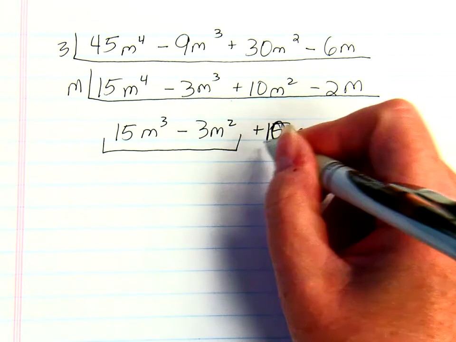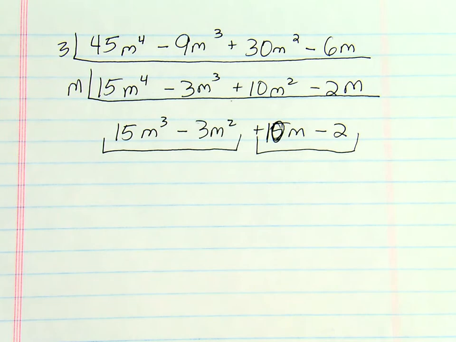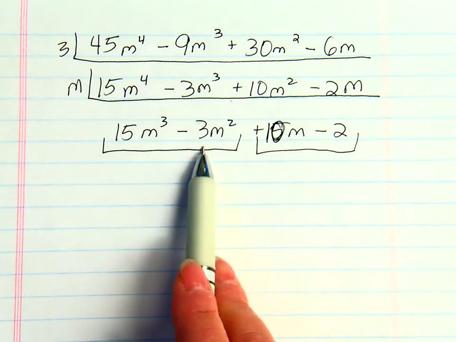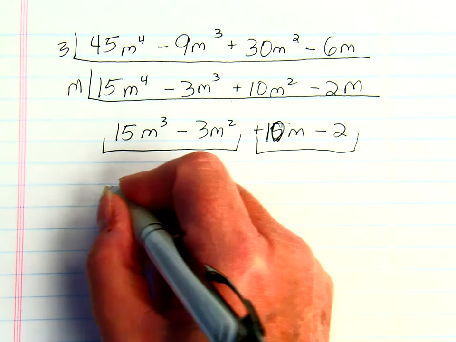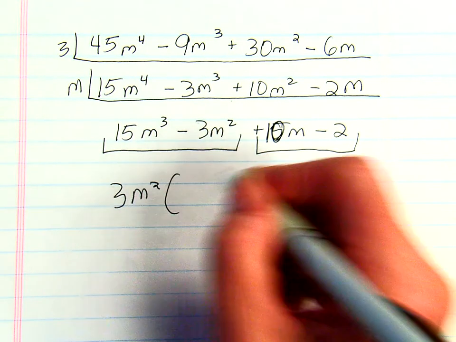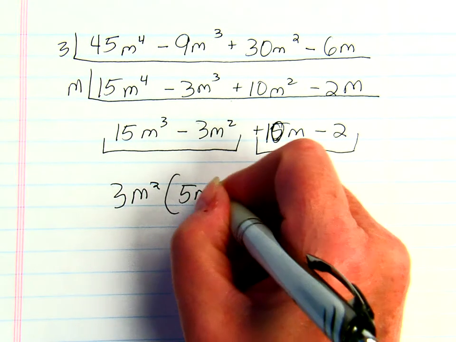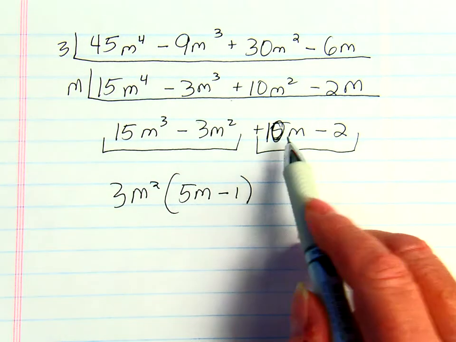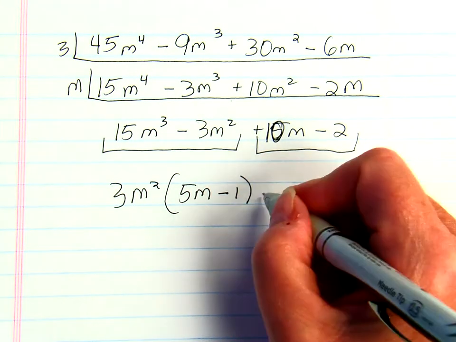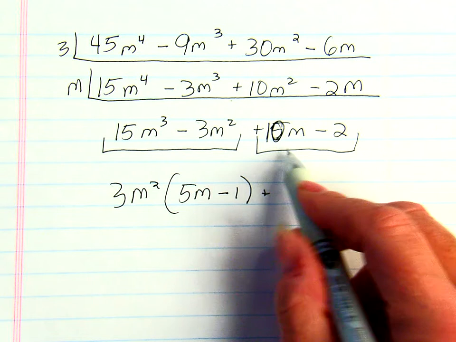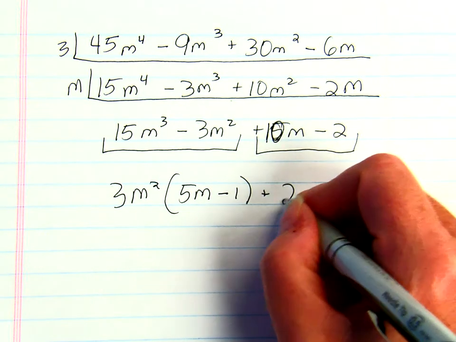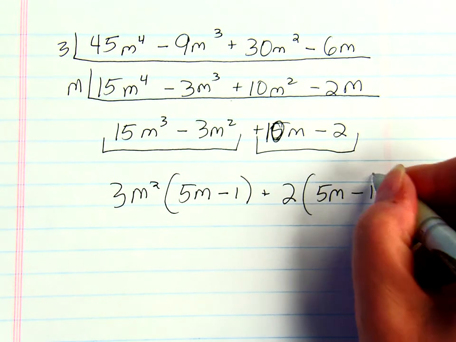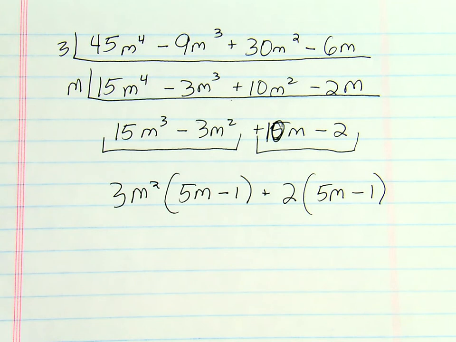Okay, so now I have to group these, and I'm going to group them in this way. Here I can pull out 3m squared, and what I will have left is 5m minus 1. And here, I'm going to pull out a 2. That's it. And then I'm left with 5m minus 1. Oh, look at that.